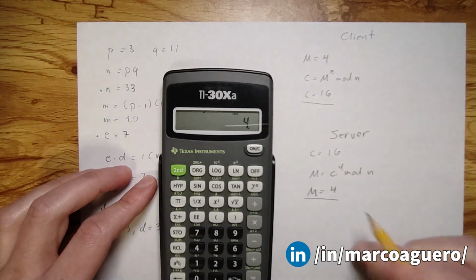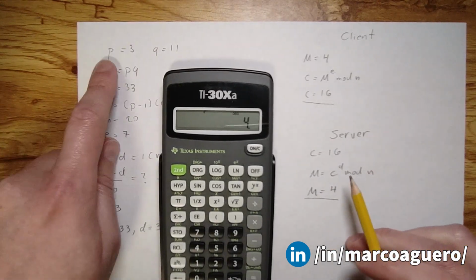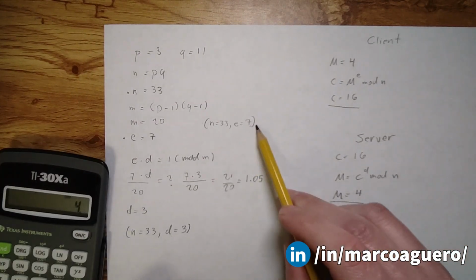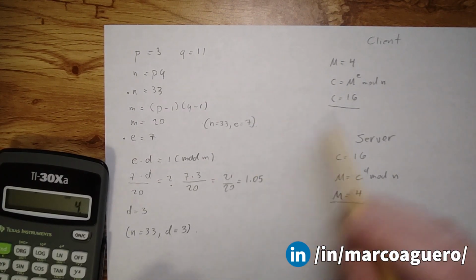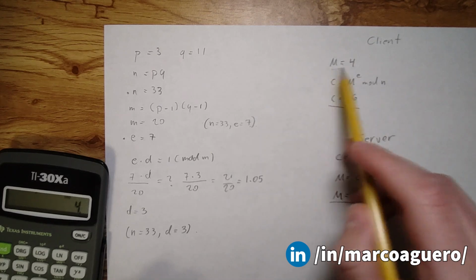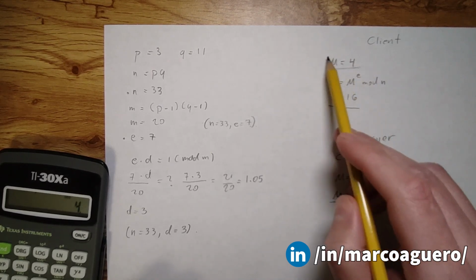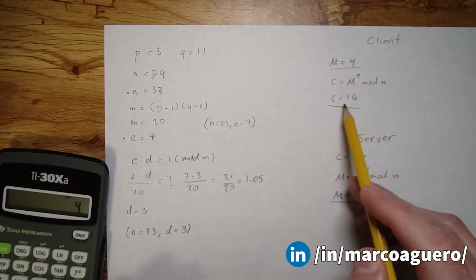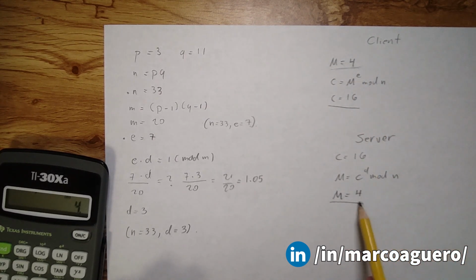And this is the end-to-end process, from the generation of the public and private key all the way to choosing a clear text value, encrypting it, and decrypting it in the server.